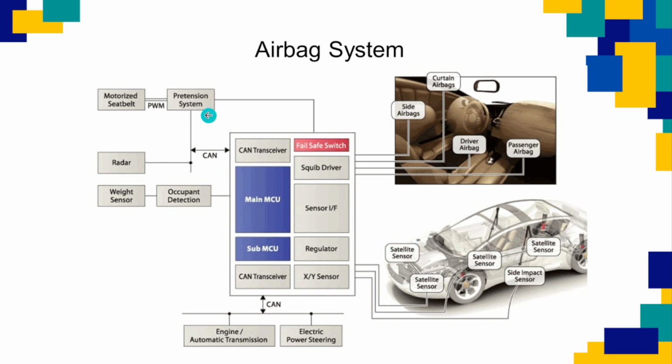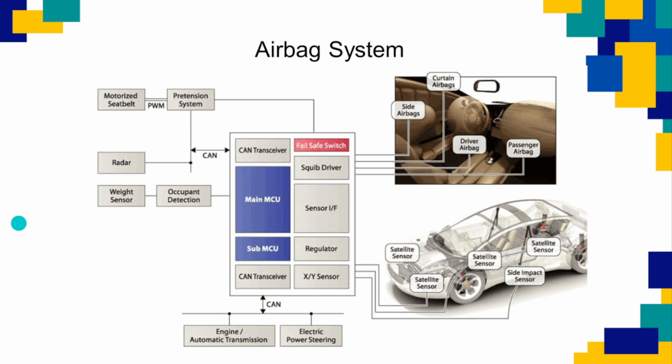Next one is the pretensioner system. So what are seat belt pretensioners? In many modern electric vehicles, including hybrid electric vehicles, the airbag system is integrated with seat belt pretensioners. These devices activate simultaneously with the airbag deployment to remove excess slack from the seat belt webbing. By tightening the seat belt, pretensioners help keep occupants securely restrained and in the optimal position for the airbag's protective function.